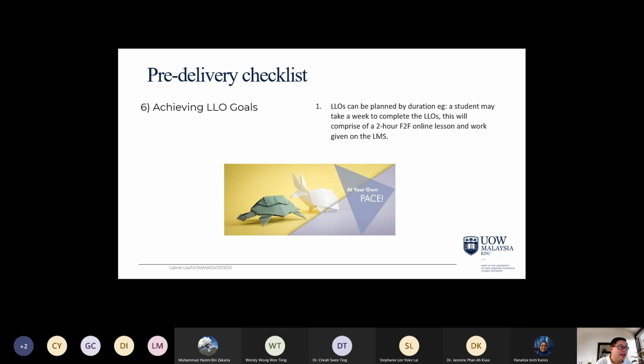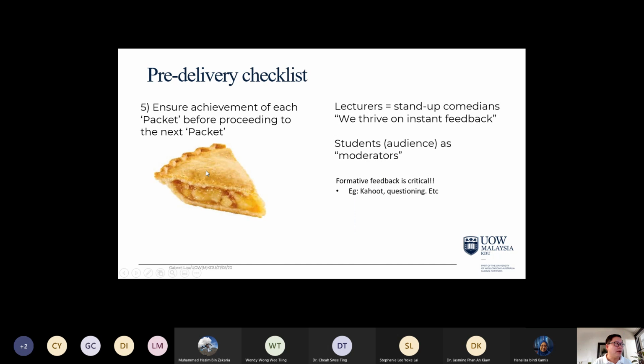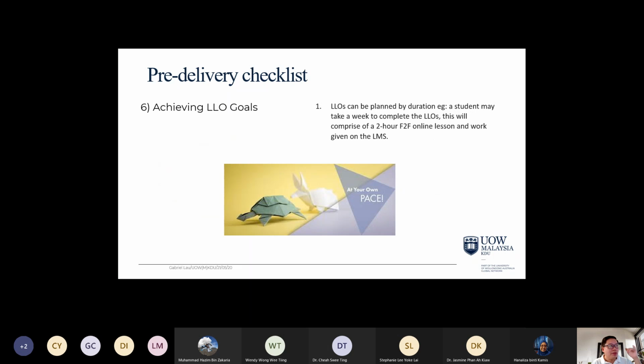Now, number 6. Number 5, we already talked about: ensure achievement of each packet before proceeding to the next packet. Number 6, achieving LLO goals, lesson learning outcome. LLO can be planned by duration. A student may take a week to complete the LLO. This will comprise a 2-hour face-to-face lesson and work given on the LMS.